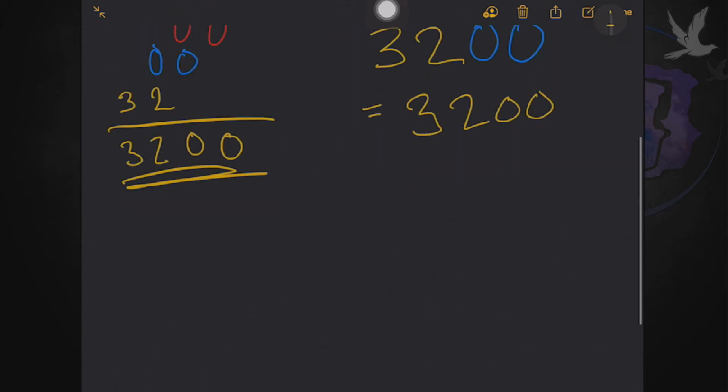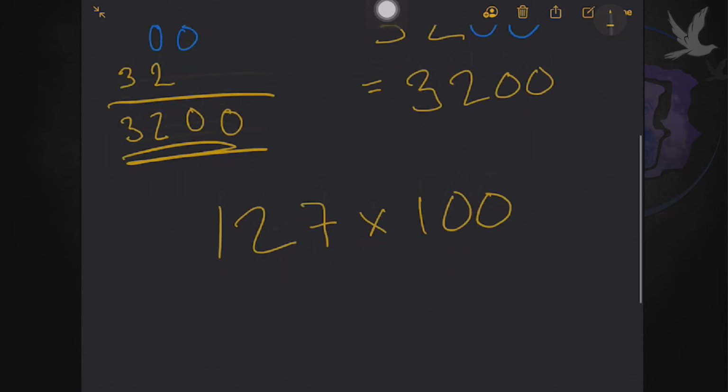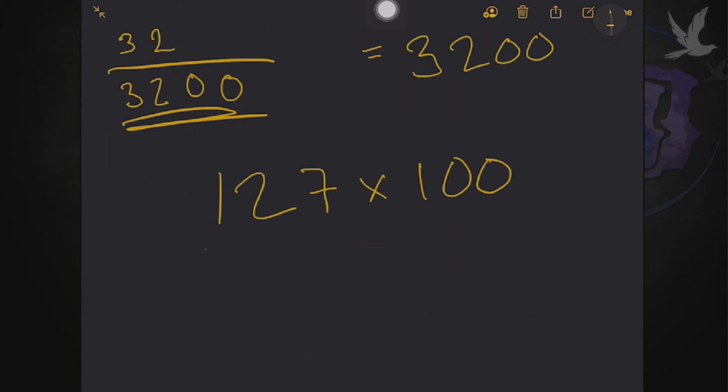So again, let's try another example. 127 multiplied by 100. So all you have to do again is to take the base number here, which is 127. How many zeros do you see? 2. So just add 2 zeros there, and that is it.